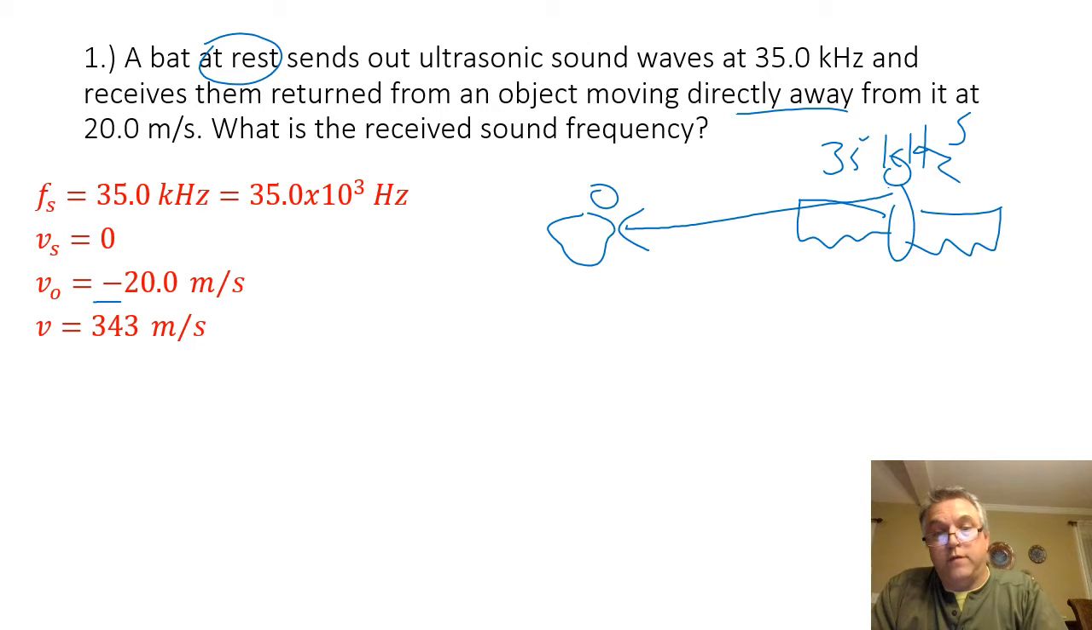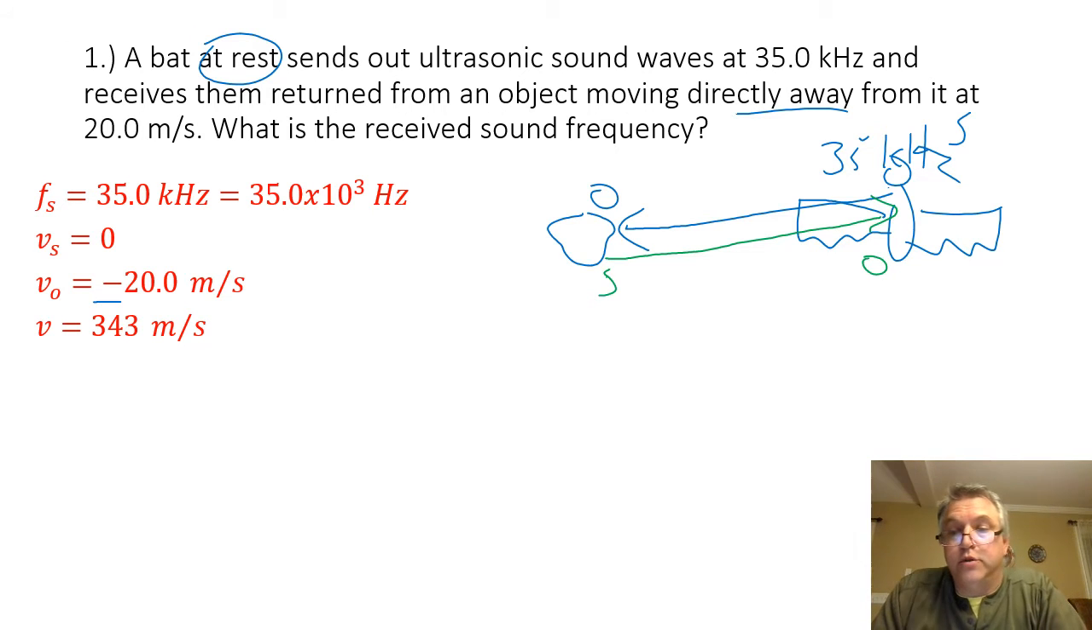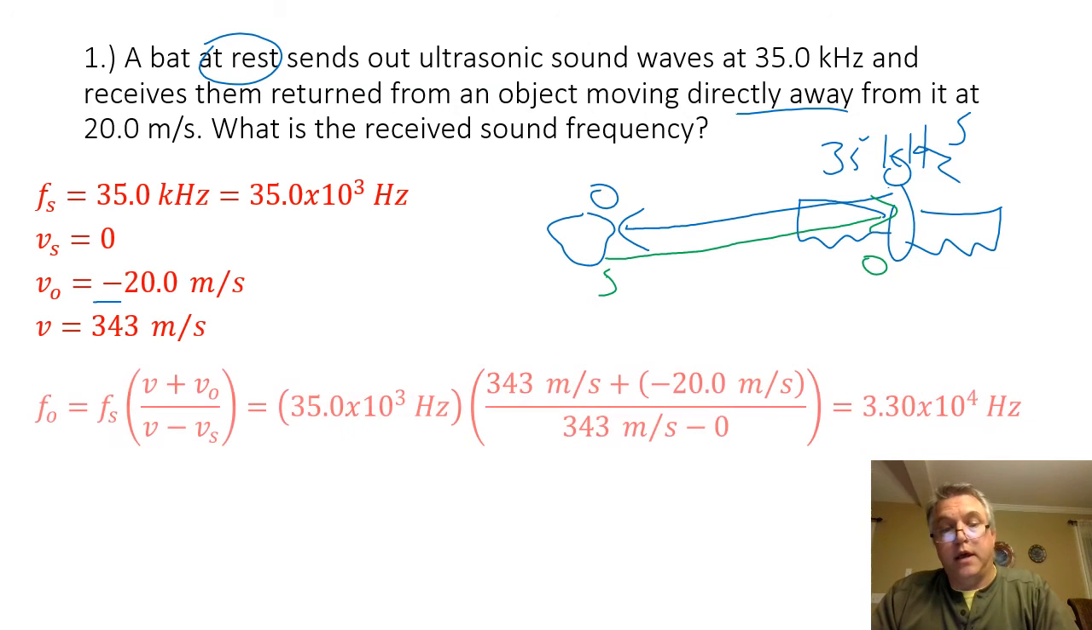Then the sound wave is going to bounce off of the object and go back to the bat. So for this reflected wave, the object becomes my source, and the bat becomes the observer. So I have to do two calculations here. I have to find the frequency shift for the first part, and then the frequency shift for the second part, the reflected wave.